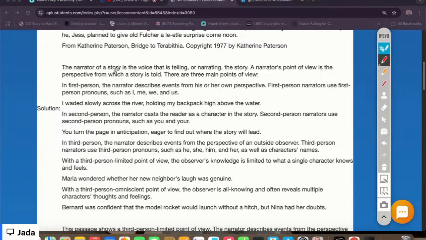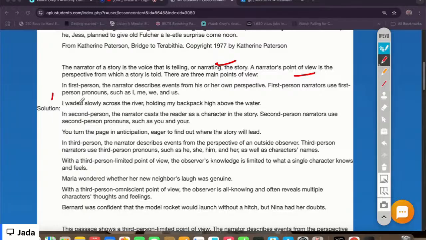Alright, so the narrator of a story is the voice that is telling or narrating the story. A narrator's point of view is a perspective from which a story is told. There are three main points of view. So it's the way a story is told.